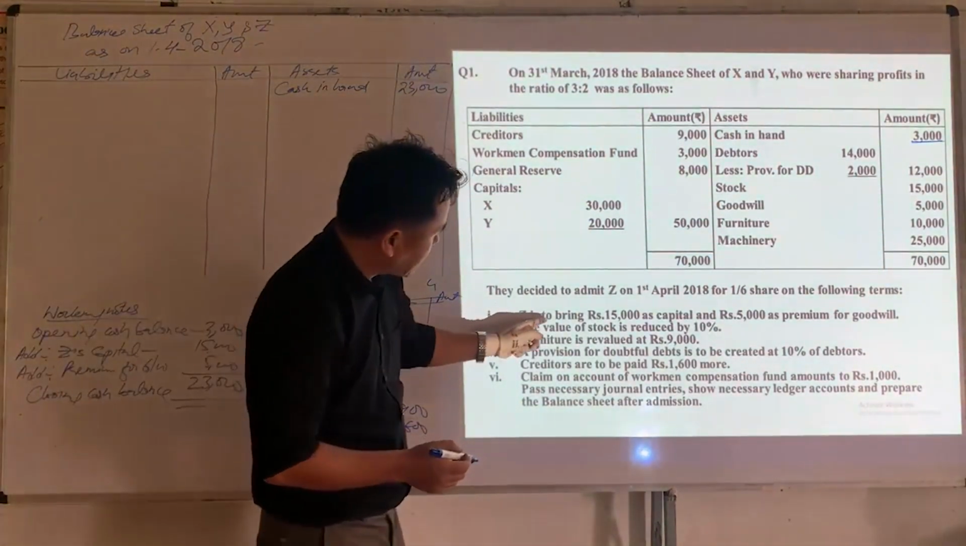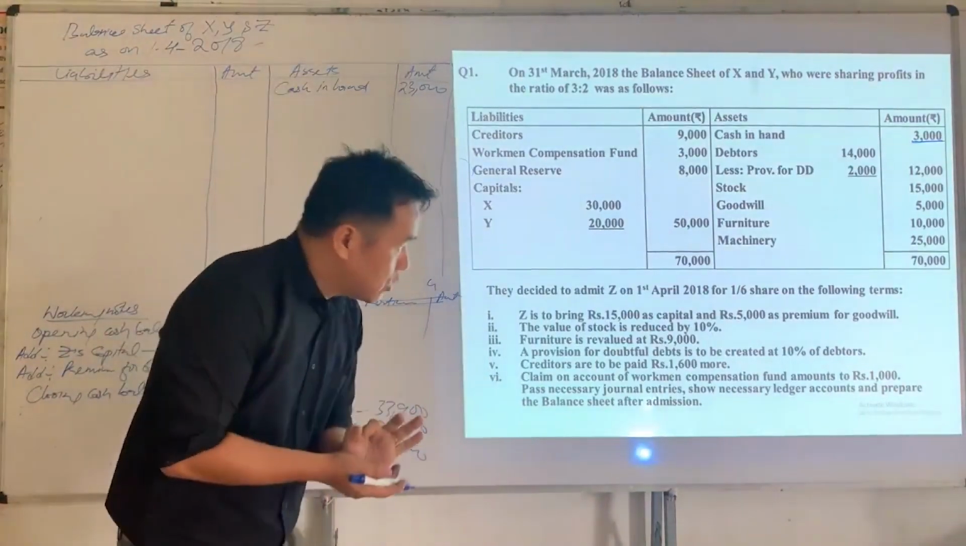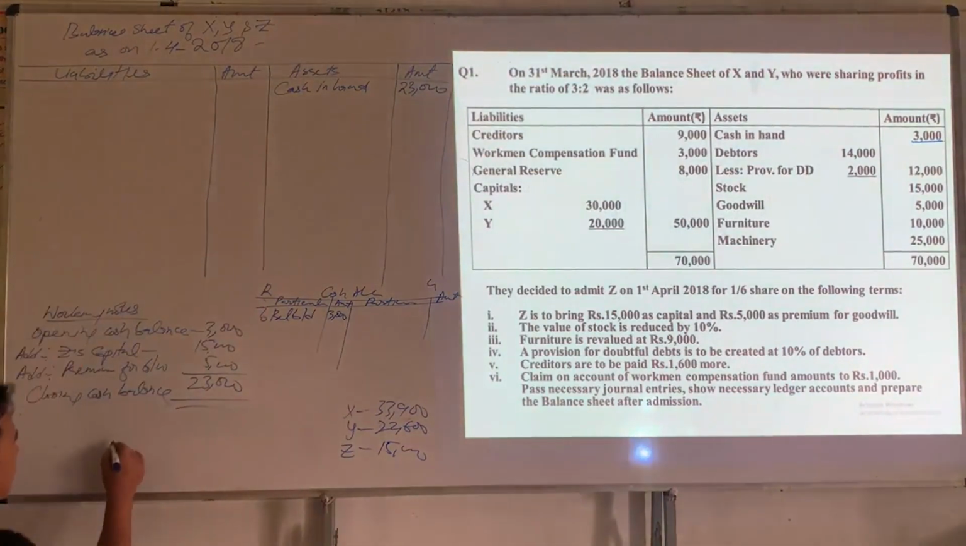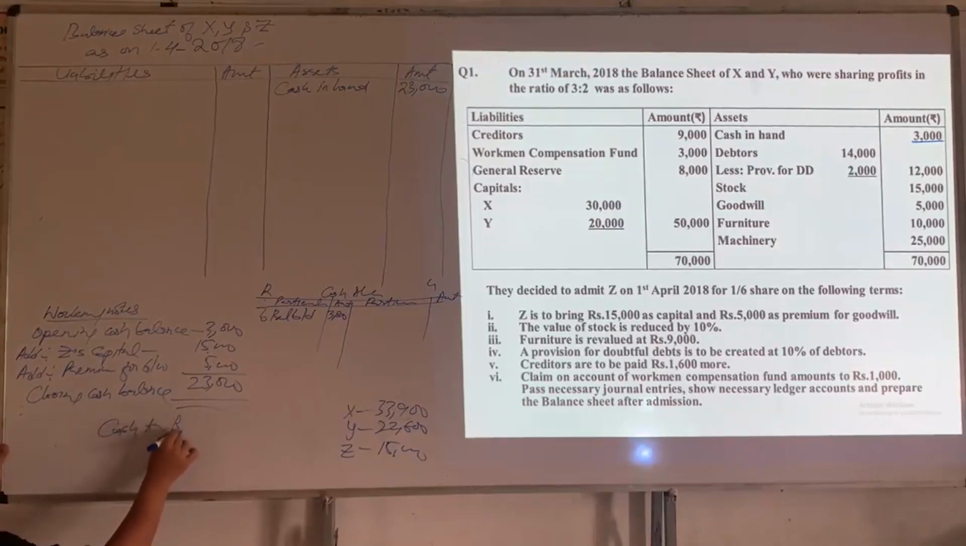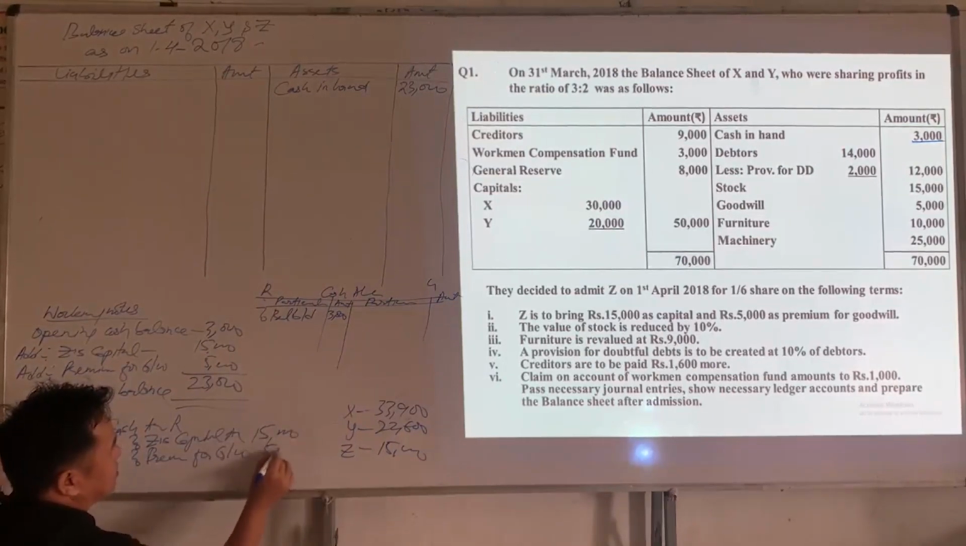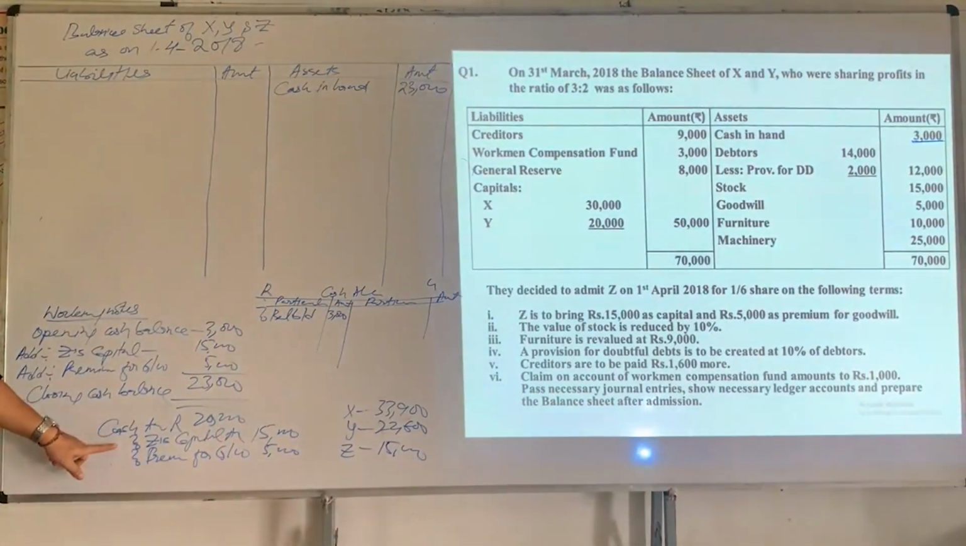Okay. And Z has brought rupees 15,000 as capital and rupees 5,000 as premium for goodwill. The cash has been increased by rupees 20,000. How? Earlier we passed one journal entry regarding goodwill. The journal entry was cash account DR to Z's capital, to premium for goodwill. Z has brought 15,000 as capital and 5,000 as premium for goodwill. In total, how much? Z has brought 20,000. Earlier, we passed this journal entry, isn't it?